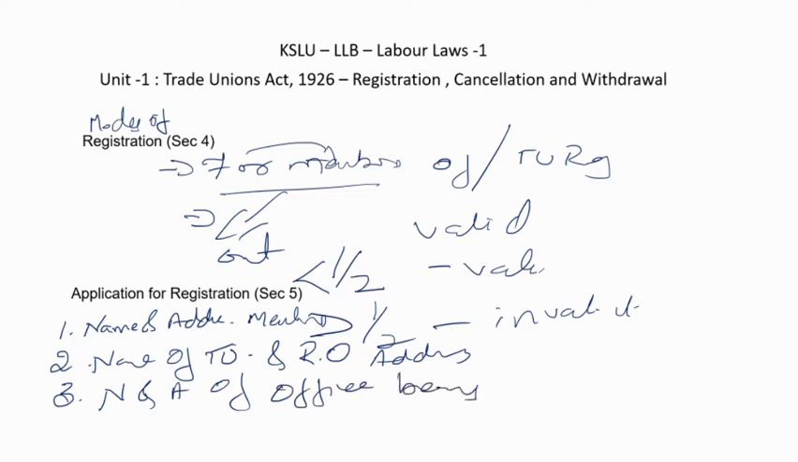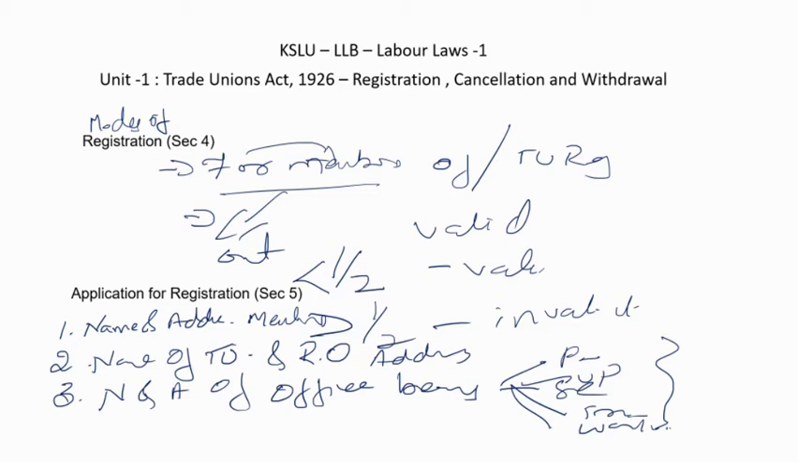It means whenever a trade union is set up, there will be a president, a secretary, a vice president, and then there will be a treasurer and working committee members. So all these office bearer names should be mentioned along with the addresses in the trade union application form.